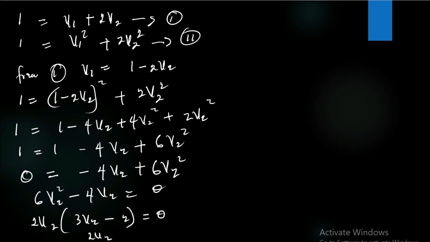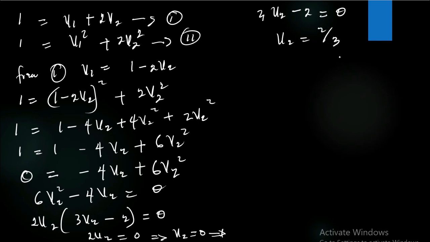Obviously, 2 v2 equal to 0 means v2 is equal to 0. This is obviously not a solution we want to consider. But we also have that 3 v2 minus 2 equals 0, so v2 equals 2 over 3. Now, if v2 is equal to 2 over 3, what is v1? Remember, from here, we said v1 is equal to 1 minus 2 v2. Obviously, v1 will be equal to 1 minus 2 into 2 over 3.